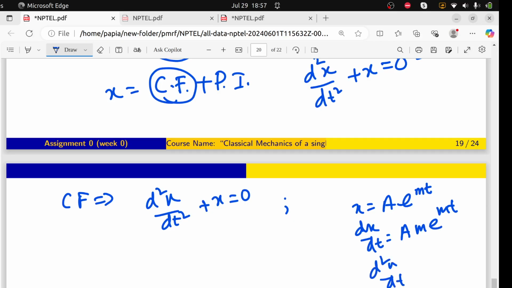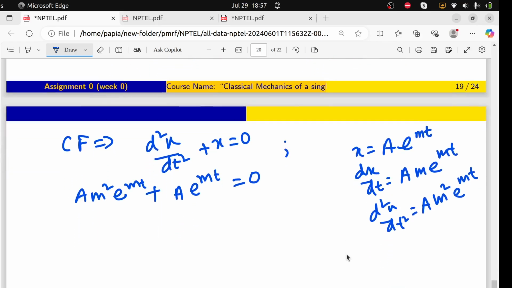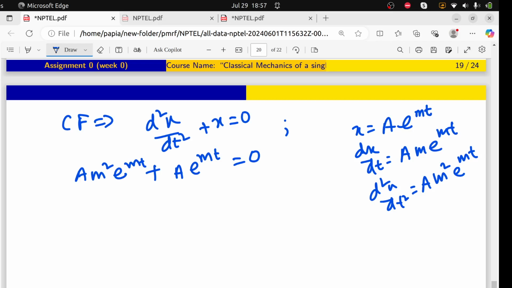d²x/dt² equals a m² e^(mt). If it is like that, I can write here a m² e^(mt) plus a e^(mt) equals 0. Now you can see here a e^(mt) is equal to x. So I can write m² plus 1 equals 0. Why? Because a e^(mt) is not equal to 0.